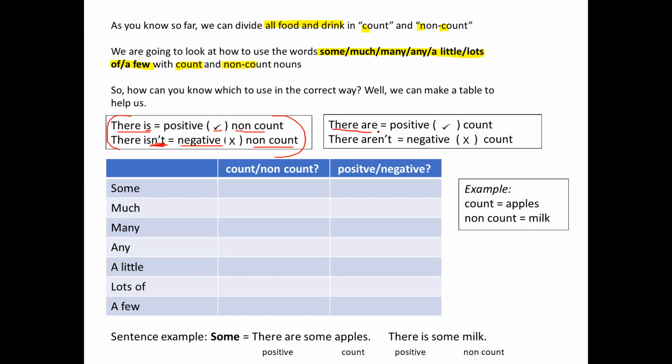Over here, when we use there are, it's positive count, and there aren't is negative count. So both of there are and there aren't are both count. There are is positive and there aren't is negative. Over here, I made an example. Apples and milk. We can count apples. 1 apple, 2 apples, right? Let's count. And my example for non-count is milk.